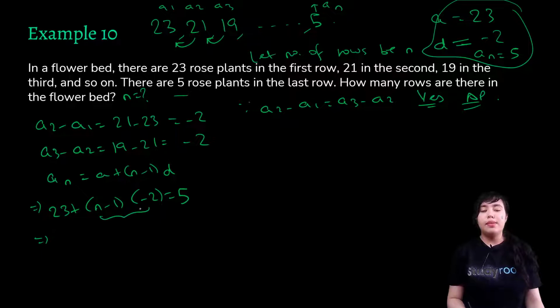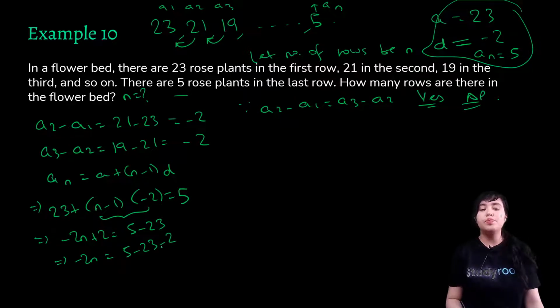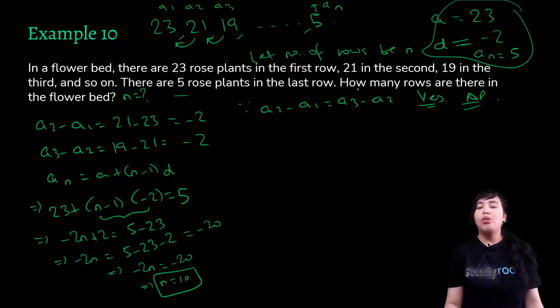So let's just multiply this. So we'll get minus 2n plus 2 is equal to 5 minus 23. Minus 2n is equal to 5 minus 23 minus 2. So this is minus 18 minus 2, minus 20. So my minus 2n is equal to minus 20, which means my n is equal to 10. That means how many rows are there in the flower bed? There are 10 rows, and this is your answer.